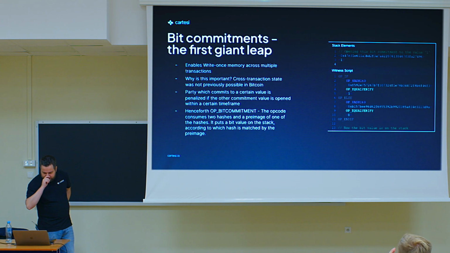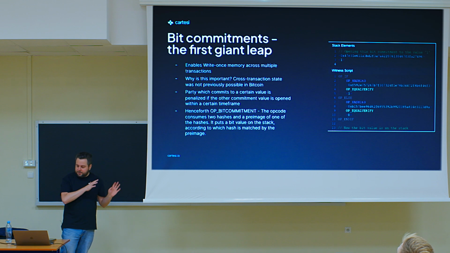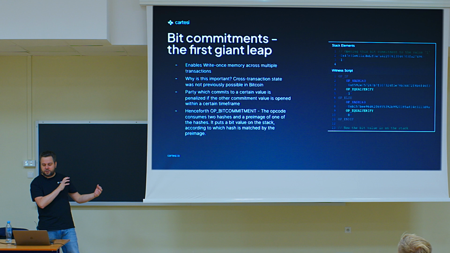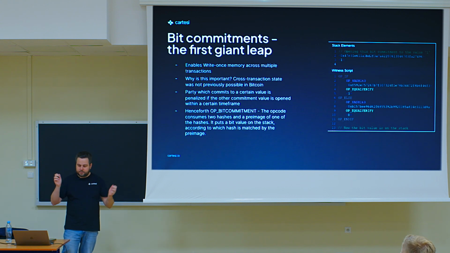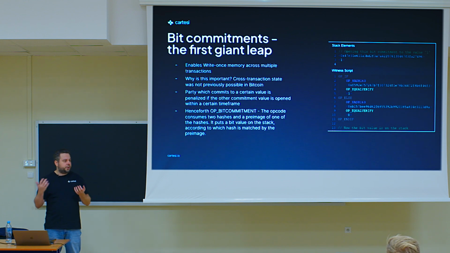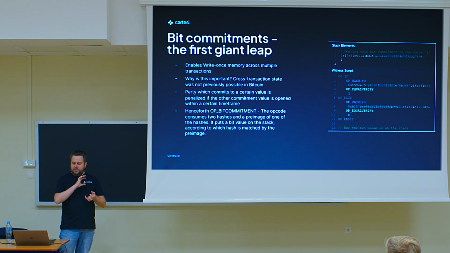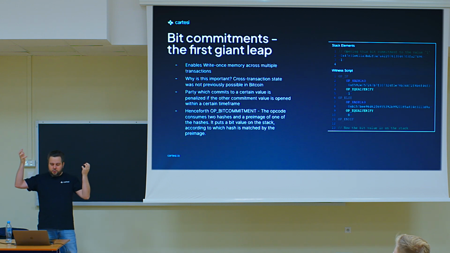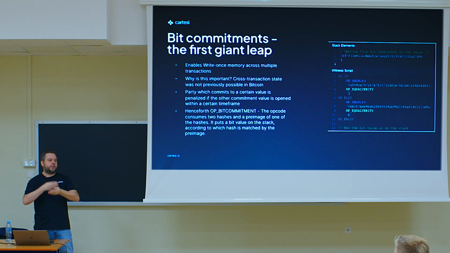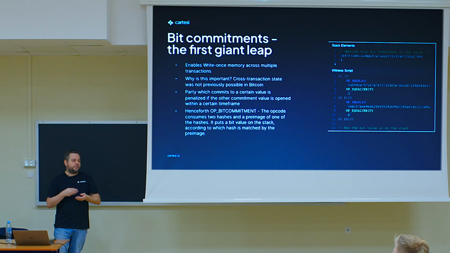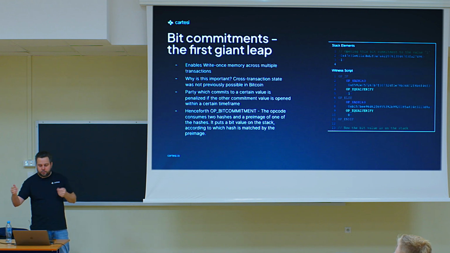And the first thing, and now we're getting into the details here, right? The bit commitments basically give you a way to have write-once memory across multiple transactions. As I said, it's important because cross-transaction state was not possible in Bitcoin before. So if you commit to a particular value, you can't just go ahead and open with a different value in a different script, because then there's a system where you get penalized for it. It's a more optimistic manner of doing things: if you get caught doing fraud, then you'll lose a deposit, for example.